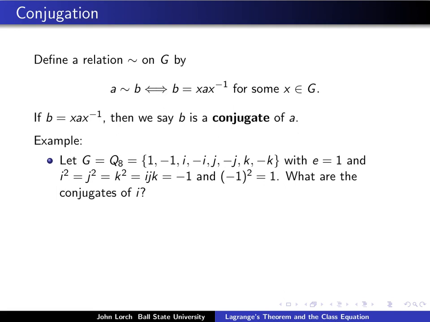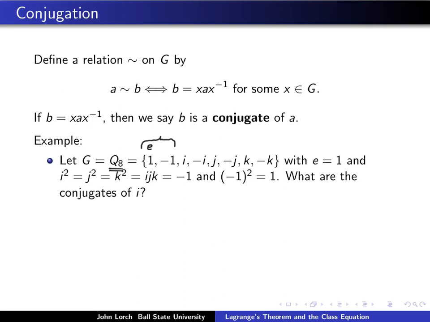Well, why don't we do another example where we compute conjugates of an element in a group? This time our group is a more unfamiliar object. It's the group of quaternions. So this is a group of order 8 where the identity in the group is 1 and the elements plus and minus 1 commute with everything in the group. We also have these other relationships, for instance, i squared, j squared, k squared, and ijk are all equal to minus 1, and the square of minus 1 is equal to 1.